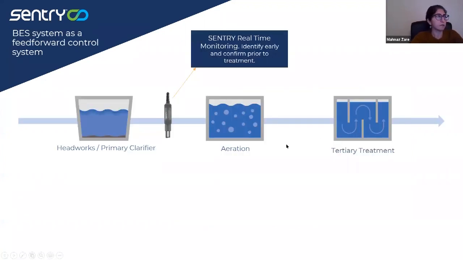Based on this information and the introduction provided, we believe that we can use the SENTRY sensor as a BES system to support feed-forward aeration control. It can be placed after the primary clarifier to improve feedback DO control.